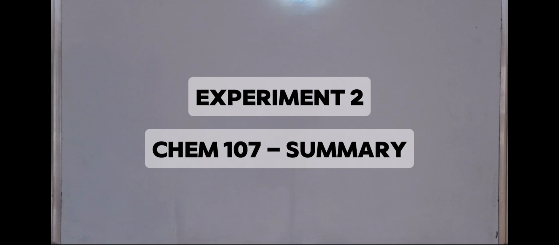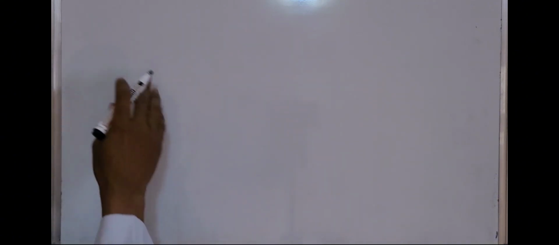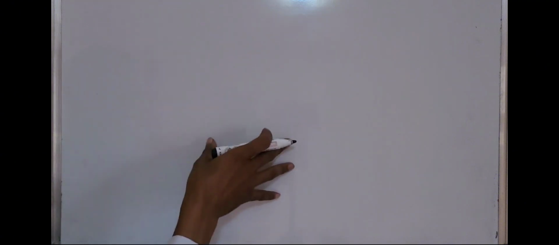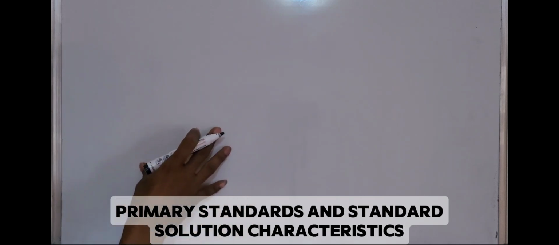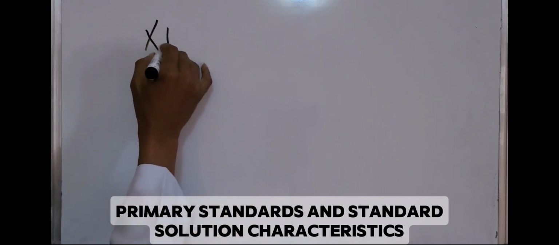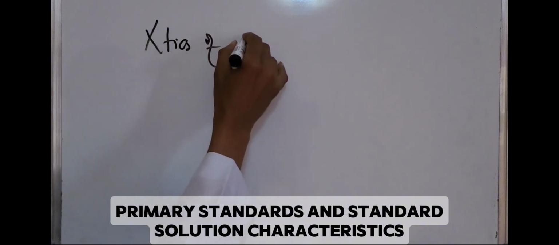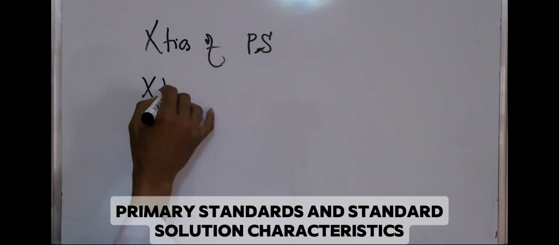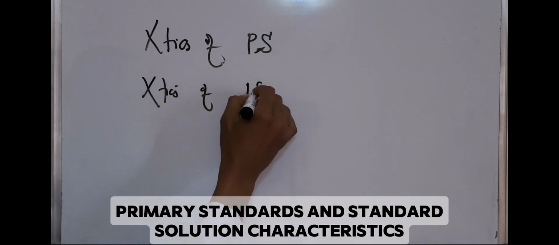Right. This is a brief summary of experiment 2, which you had today. Basically, we've been talking about primary standard and preparation of standard solution. What you're expected to know is that the whole of this experiment has to do with primary standards. I've explained that before, what the primary standard is. And the standard solution, you have to know the characteristics of a primary standard and the characteristics of an ideal standard solution.